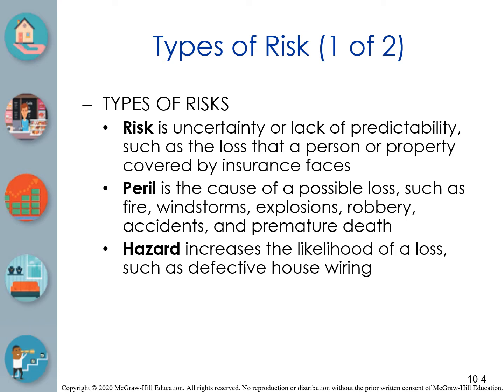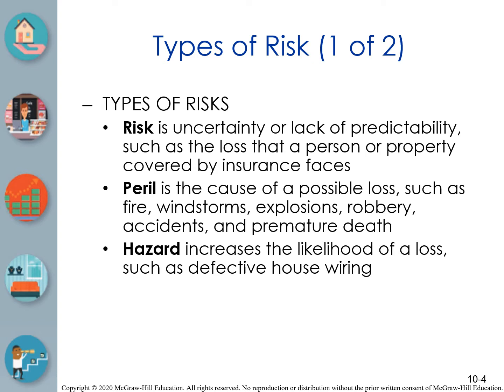Peril is the cause of possible loss, such as fire, windstorm, explosions, robbery, accidents, and premature death. So the risk that we could suffer, the peril rather, that is embedded in that risk, are all the occurrences that happen, unfortunately, on a fairly regular basis.